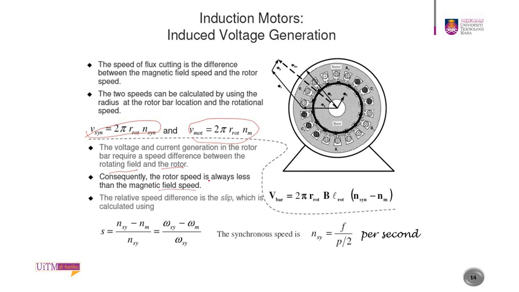Okay, so obviously you will need some time to induce the rotor bar. Okay, so that's why you have slightly less speed compared to the magnetic field speed. Okay, and actually this is defined as slip. Okay, so this is how you calculate slip.